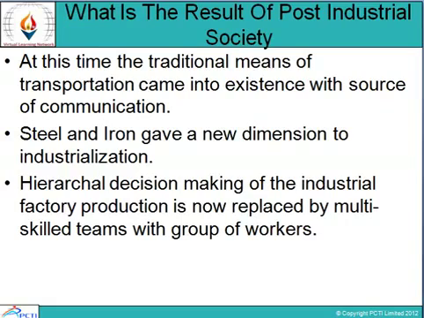The next point is, what is the result of post-industrial society? At this time, the traditional means of transportation came into existence with sources of communication. Steel and iron gave a new dimension to industrialization. Hierarchical decision-making of industrial factory production is now replaced by multi-skilled teams with groups of workers.